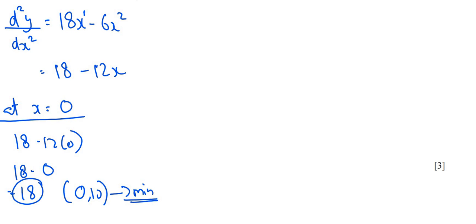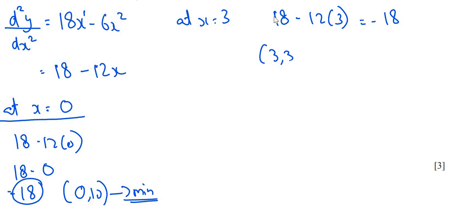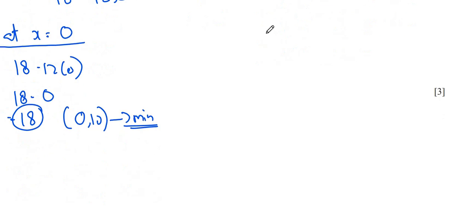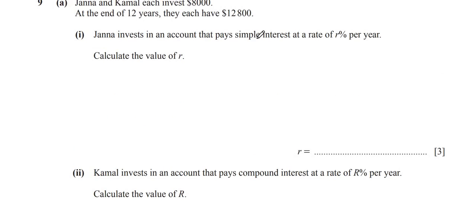Okay, now we will do the same thing. At x is equal to 3, we will do 18 minus 12 multiplied by 3 is equal to negative 18. Alright, so (3, 37) is actually a maximum point. So whenever it is a negative number, it's a maximum point and hence we have shown it.